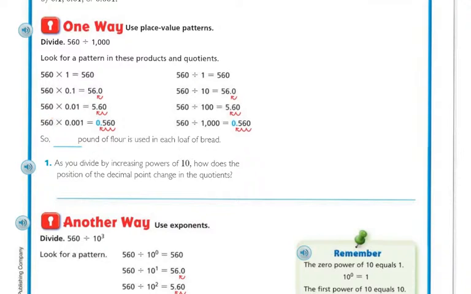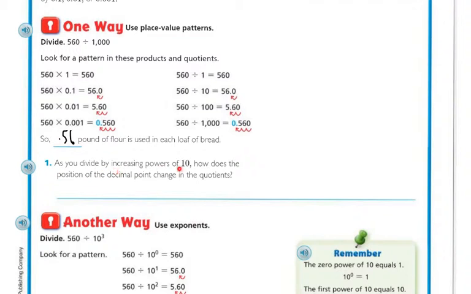To the left. 560 times 1/100th, now I'm moving my decimal over 2 spaces, making it an even smaller number. 560 times 1/1,000th, I move the decimal over 3 spaces, making it an even smaller number than that. So 560 divided by 1 is 560. 560 divided by 10 is 56. 560 divided by 100 is 5.6, and 560 divided by 1,000 is 56 hundredths. So, 56 hundredths of a pound of flour is used in each loaf of bread.